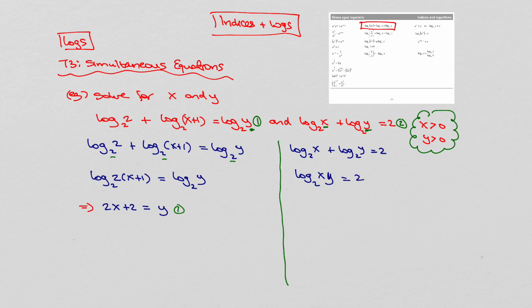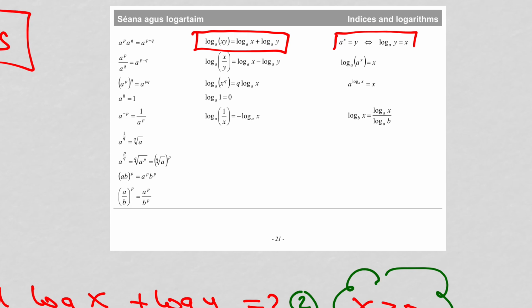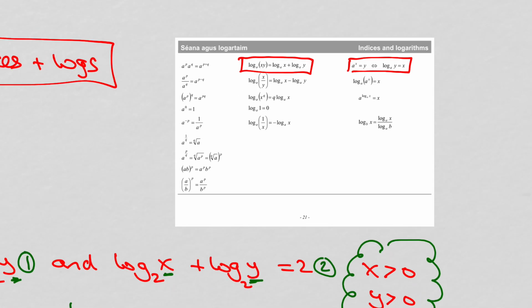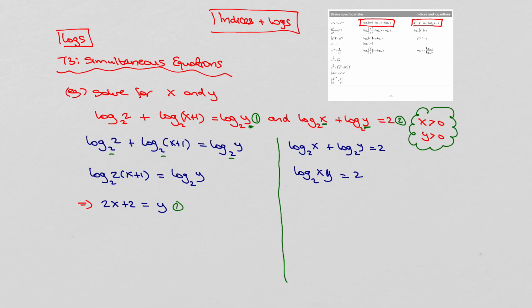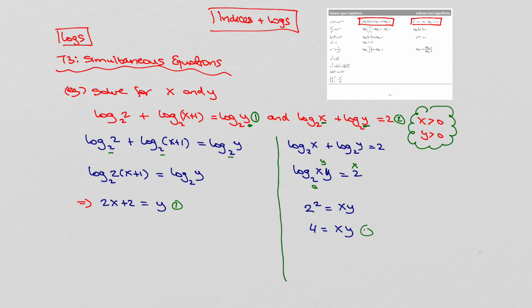And now this time I have a single log on the left equals a number on the right. So again, if I look back at the top of page 21, I'm going to have to change from log form back into index form. So again, when I'm doing that, I always like to write my base is a, the number is y, and then equals 2 on the right hand side, there has to be the x. So therefore that's going to become a to the power of x equals y. So in other words, 2 squared equals xy. So 4 must equal xy is my second equation.